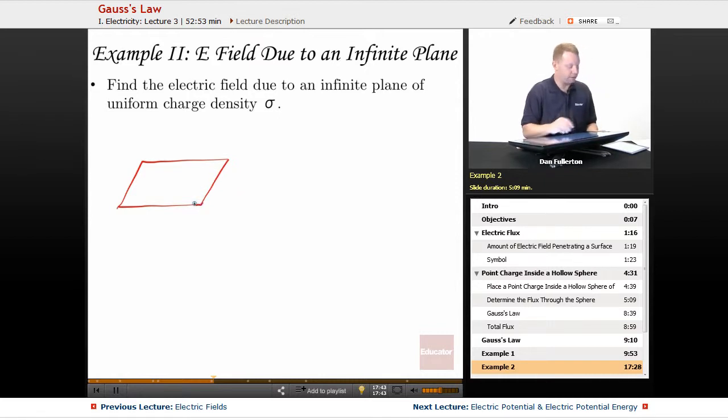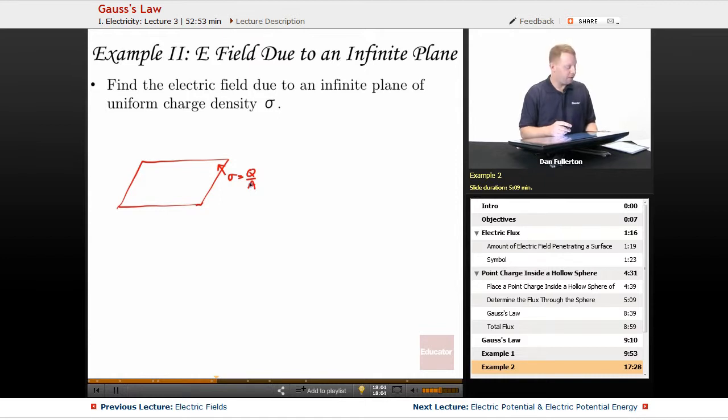Our plane of charge goes on and on and on, and we've given it some surface charge density sigma, which is total charge divided by area. Since it's infinite, we can't know the total charge or the area, so we'll find the ratio of those and define that as sigma.